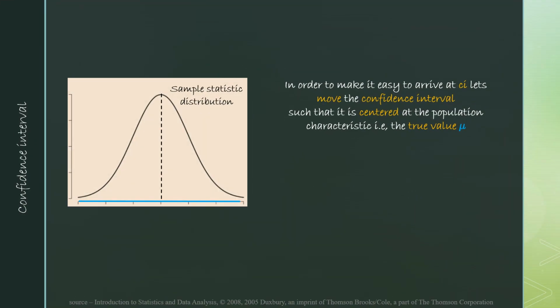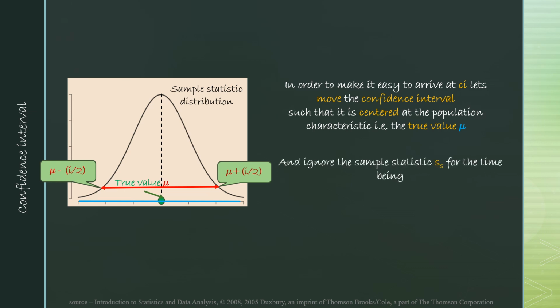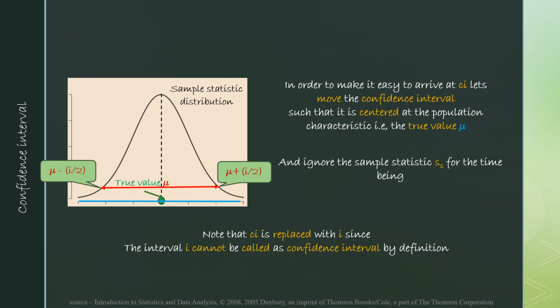In order to make it easy to arrive at Ci, let's move the confidence interval such that it is centered at the population characteristic, that is the true value mu, and ignore the sample statistic SS for the time being. Note that Ci is replaced with I since the interval I cannot be called a confidence interval anymore by definition.